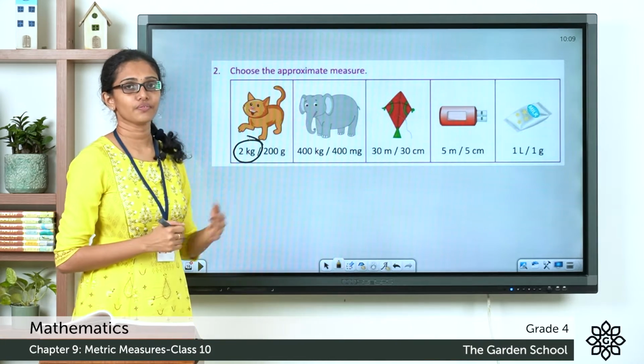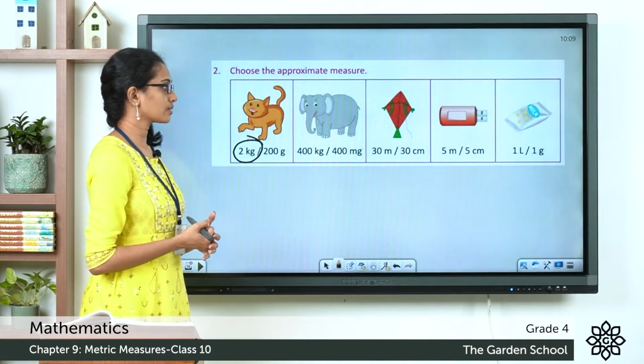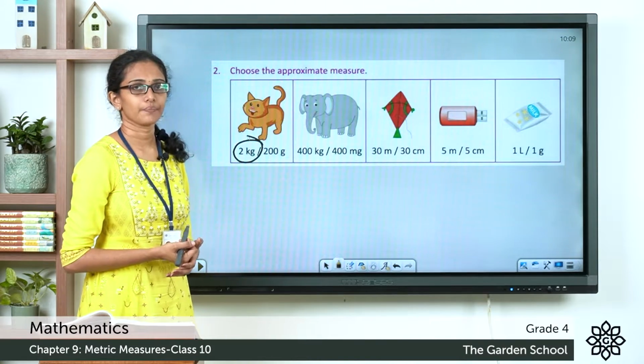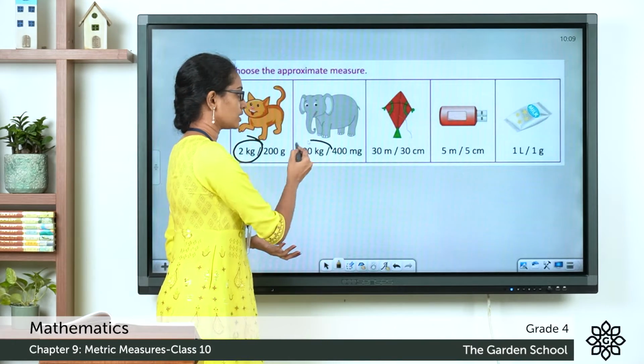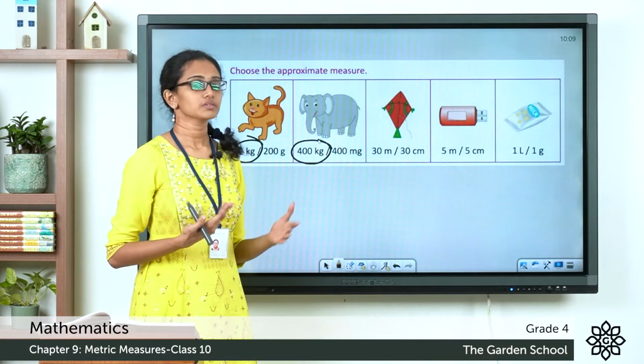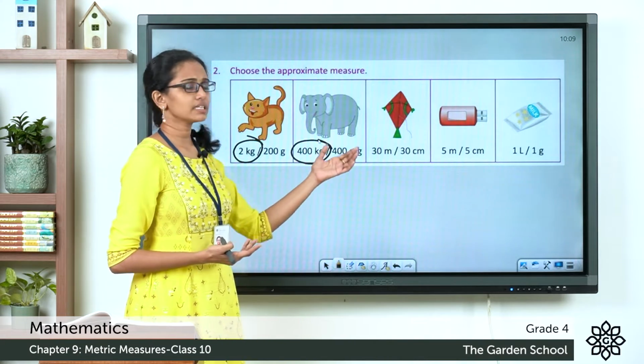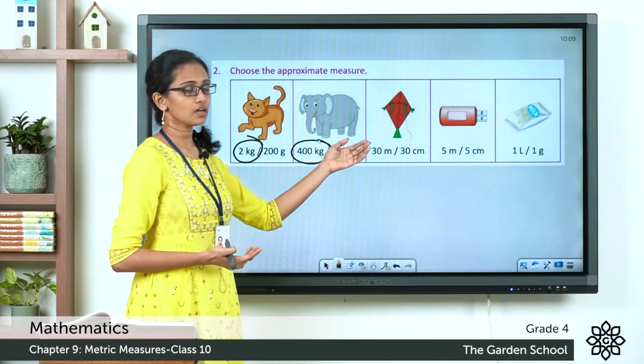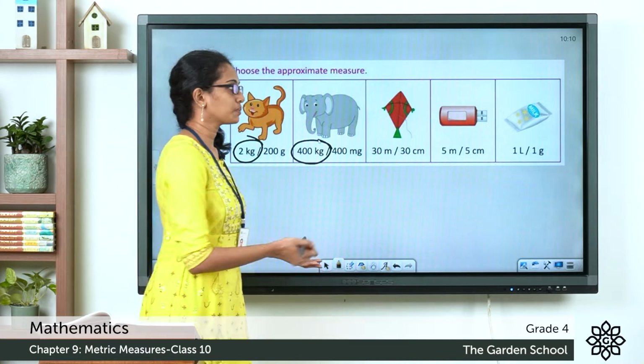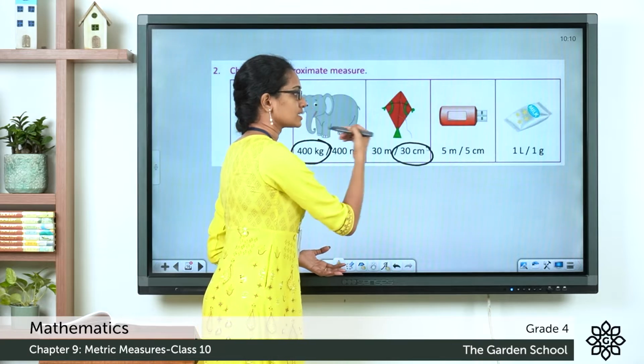What about an elephant? Would it weigh 400 kilogram or just 400 milligram? It may weigh 400 kilogram. Now the third one, a kite. You can see the picture of a kite here. What do you think is its length? Would it be 30 meter or 30 centimeter? It would be 30 centimeter.